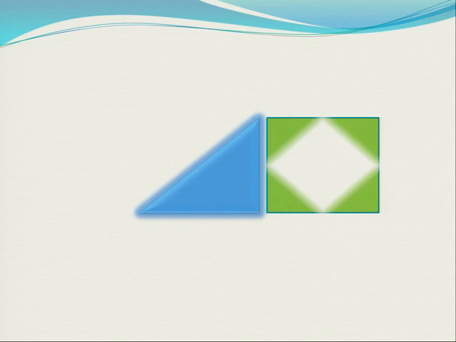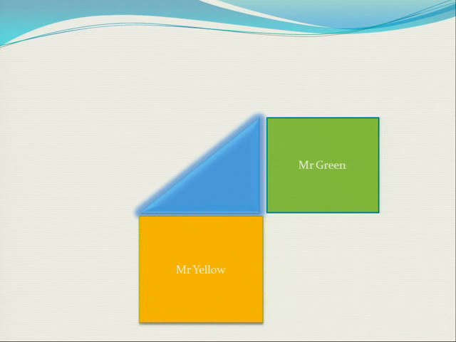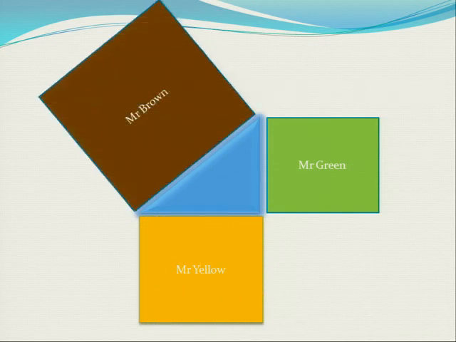Now, what does this mean? They had fields along the Nile River, and that's our piece of the field or the Nile River there. And they found out that the field of Mr. Green and the field of Mr. Yellow was exactly the same as the field of Mr. Brown. Mr. Brown's field is situated on the hypotenuse.